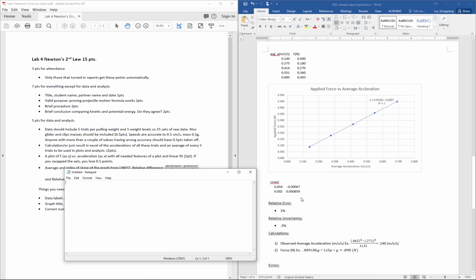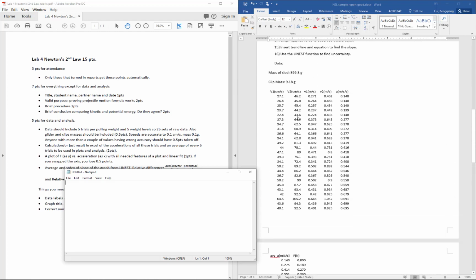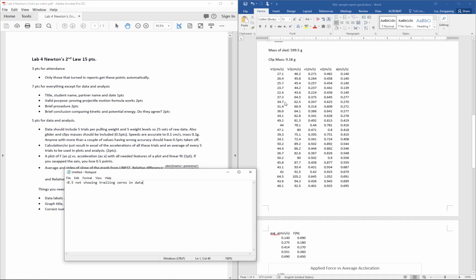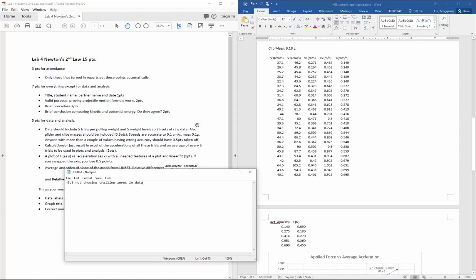So let's back up here and look at data. Okay, velocity in meters per second, acceleration. So apparently the student didn't really care about trailing zeros. So now it's time to catch up with that. Okay, now showing those. Well, showed some, but not all. All right, so that should tell the student this is important. And okay, the 5 trials for pulling weight, 5 weights, 25 sets of data. I'm not counting, but I think this is the right amount.